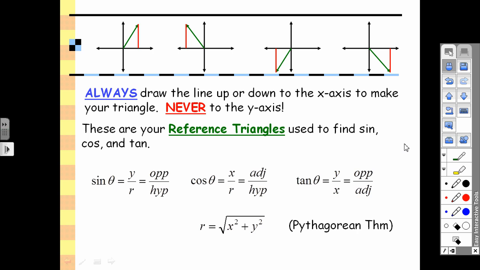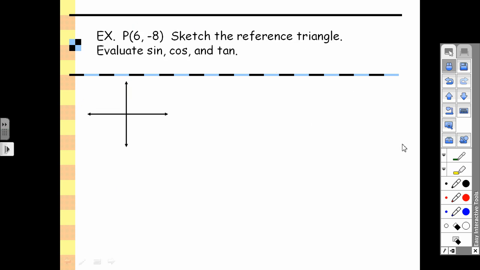Okay, so let's do an example here. They're going to give you a point that your ray is going to pass through. They're going to ask you to sketch the reference triangle and then evaluate certain trig functions. So when we look at this point (6, -8), if we go over 6 in the positive direction and down 8 in the y direction, our point is going to be somewhere in here. Now, I do not need you guys to be graphing this on graph paper, so we don't need to be concerning ourselves that this is exactly 6 units, exactly 8 units. We're just going to sketch an angle that is going to be in the fourth quadrant.